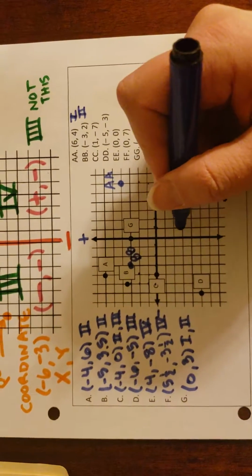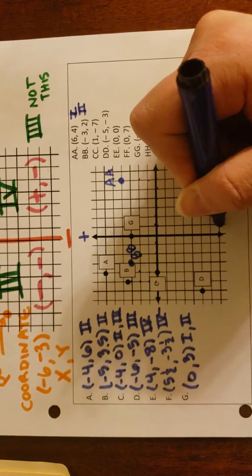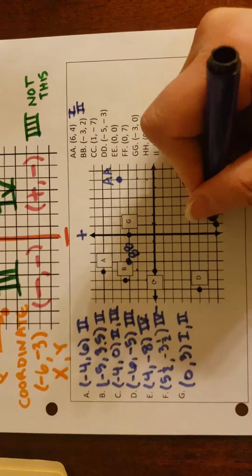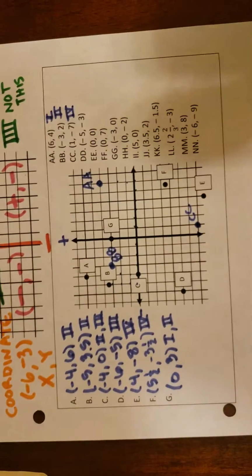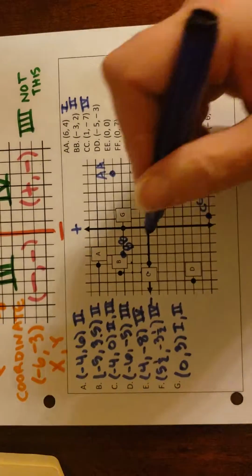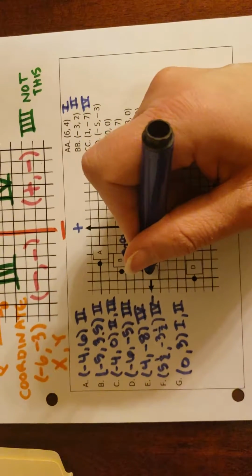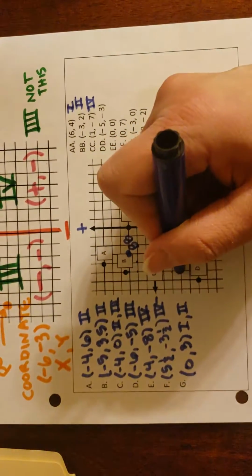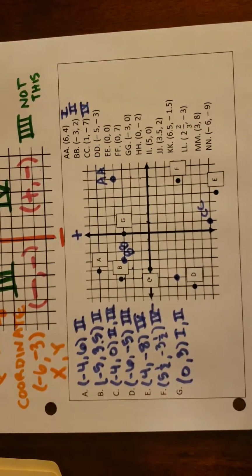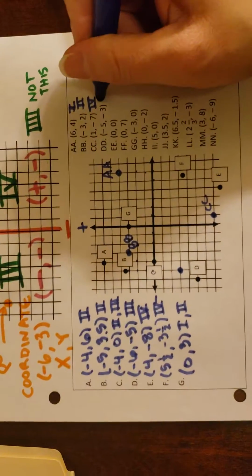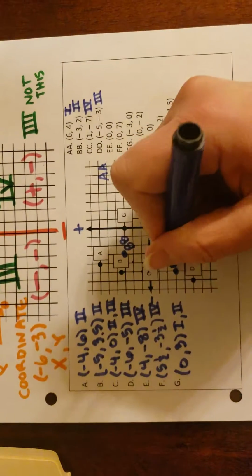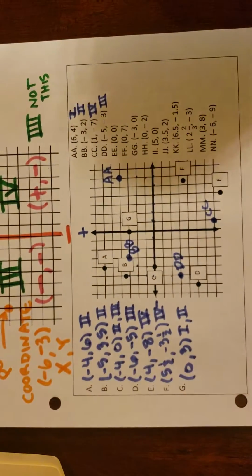CC. Again, if you feel like you know what you're doing, feel free to pause this and work on your own, and then come back and check your work. DD, 1, 2, 3, 4, 5 to the left, 1, 3 down. They're both negative, so it needs to be in quadrant 3. That's DD.